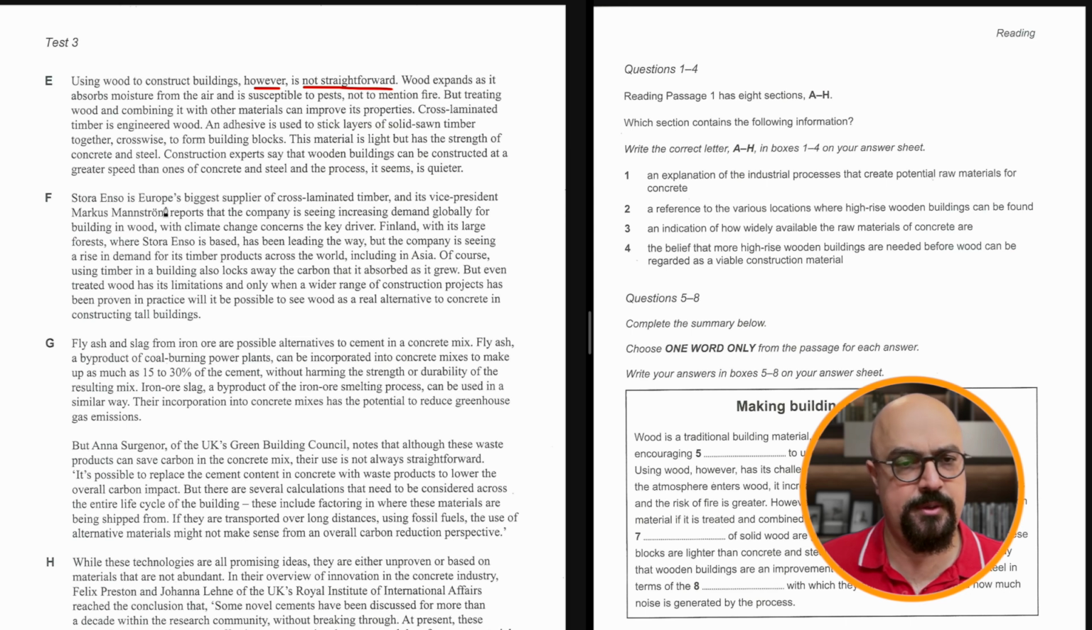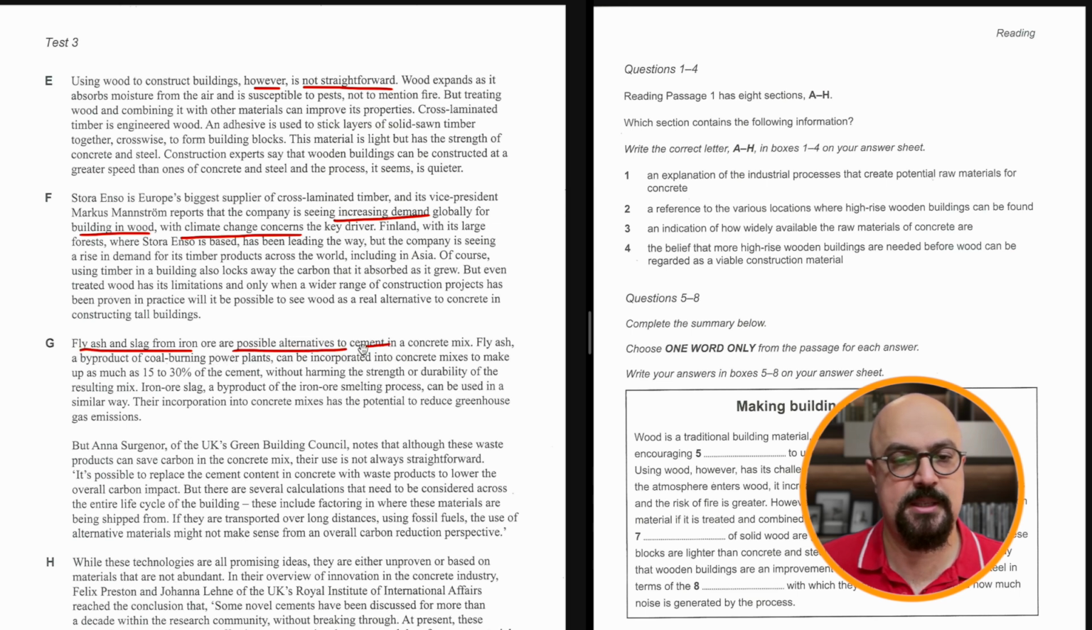Stora Enso, Europe's biggest supplier of cross-laminated timber, and its vice president report that the company is seeing increasing demand globally for building in wood. Okay, so this paragraph seems to be about increasing demand for building in wood. Yeah. Okay, so because of climate change and so on. Fly ash and slag from iron are also possible alternatives. Okay, other possible alternatives to cement.